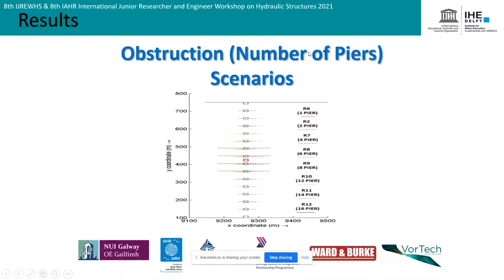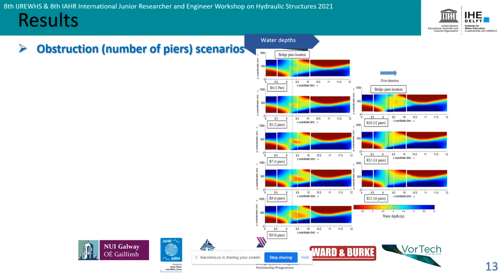The second set of scenarios has a different number of bridge piers, starting from the center line of the bridge. We can see here that increasing the number of the bridge piers in the transverse section also increases the deposition at the downstream side of the bridge piers, until a point where excessively increasing the number of the bridge piers decreases the deposition on the downstream side.